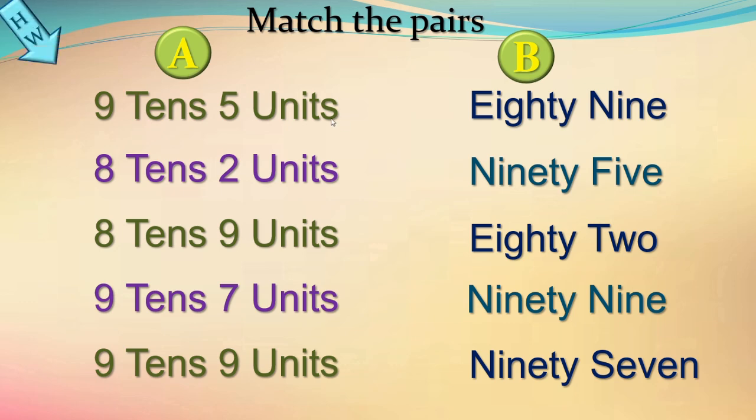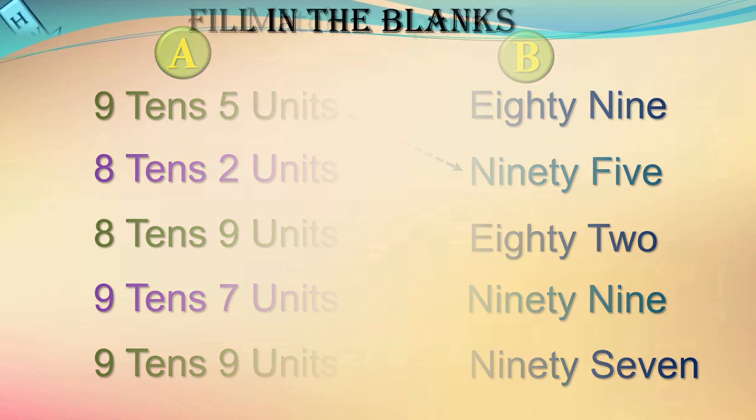What you have to do? You have to match the numbers in the units sentence form to their names. Okay, for example, first one, 9 tens and 5 units. That makes 95, isn't it? Yes, you know this, right? Very good. One more homework is there for you.